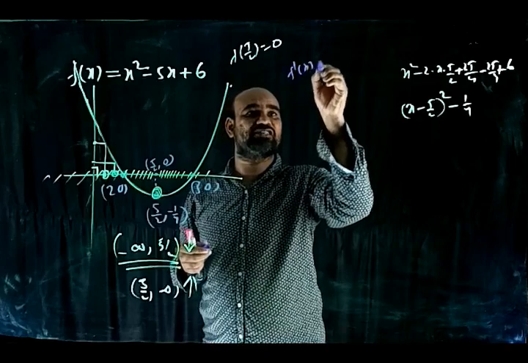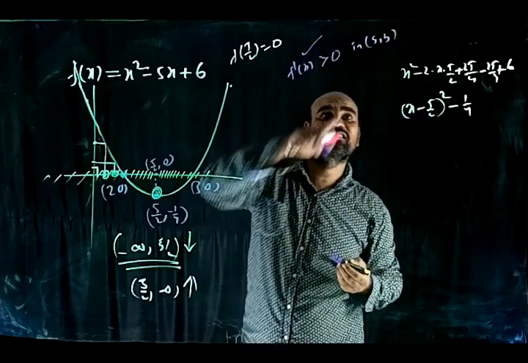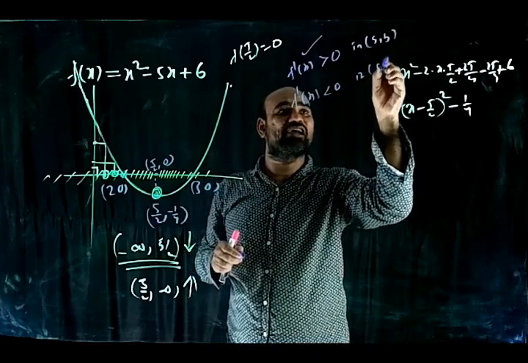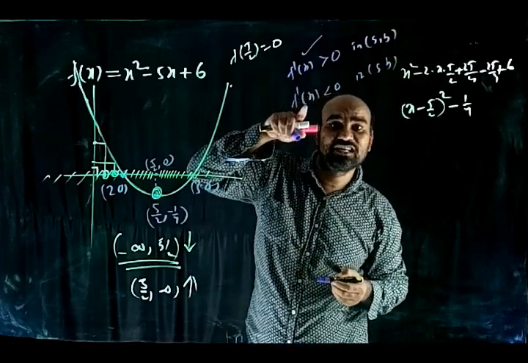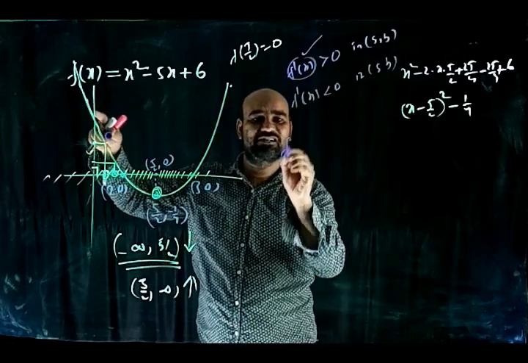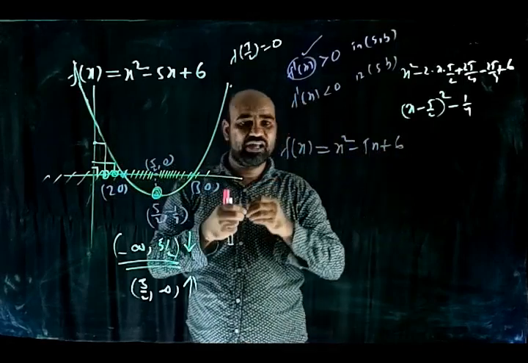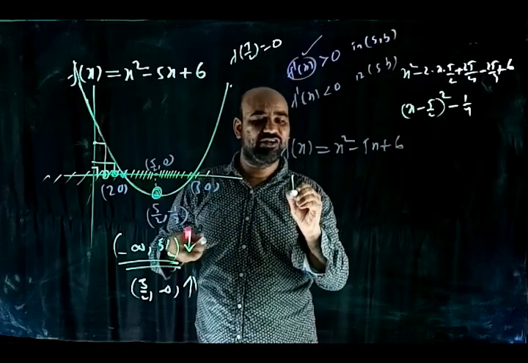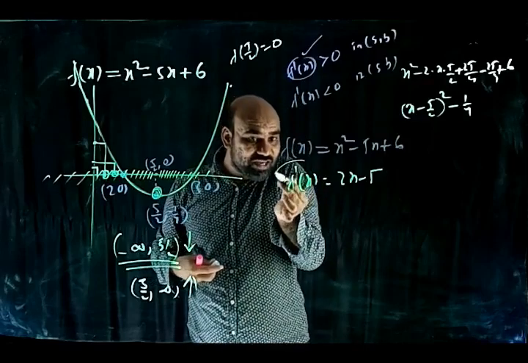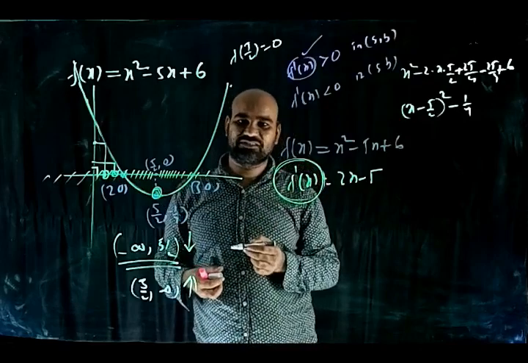If the first derivative of the function is greater than 0 in the open interval a comma b, you can say that the function is strictly increasing in this interval. If f dash of x is less than 0 in the open interval a comma b, then you can say that the function is decreasing in that interval. So we should find f dash of x. f of x is given as x square minus 5x plus 6. First derivative f dash of x equal to 2x minus 5. Now we want to find the sign for f dash of x. Now you want to apply the sign scheme for f dash of x. Understood?